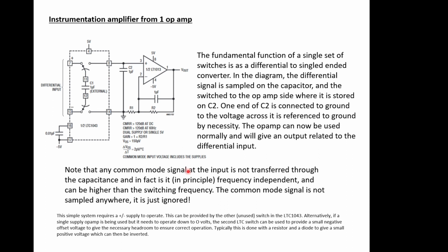So that's quite nice. So there's a little note at the bottom that says this simple system requires a plus-minus supply to operate. But remember, if we've used this chip, we've only used half of the LTC1043, we can use the other half with the other switches to generate a negative supply rail. So we can then power it from the other half of this chip. So it makes a very neat little system here.